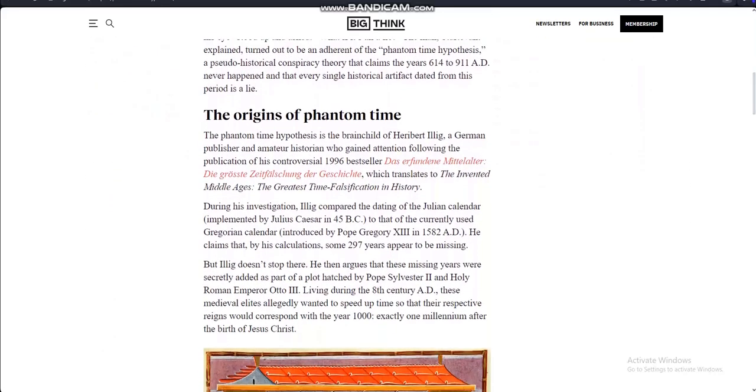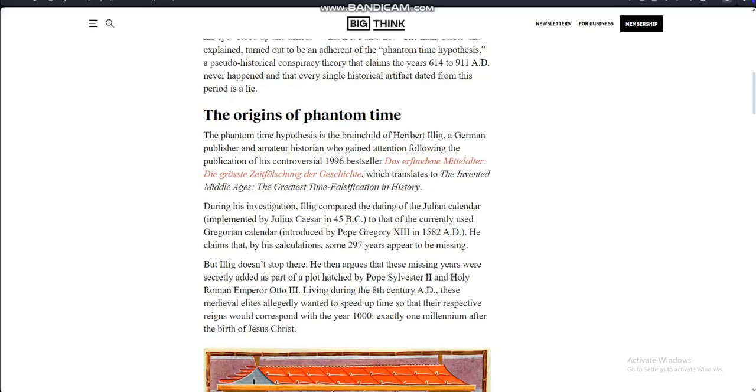Now, it says here the phantom time hypothesis is the brainchild of Herbert Illig. I'm probably butchering his last name, so forgive me for that. A German publisher and amateur historian who gained attention following the publication of his controversial 1996 bestseller, which translates to the invented Middle Ages, the greatest time falsification in history. During his investigation, Illig compared the dating of the Julian calendar implemented by Julius Caesar in 45 BC to that of the currently used Gregorian calendar introduced by Pope Gregory XIII in 1582 AD. He claims that by his calculations, some 297 years appear to be missing.